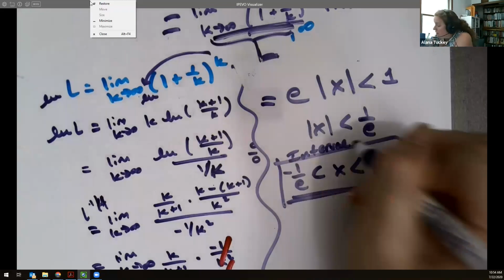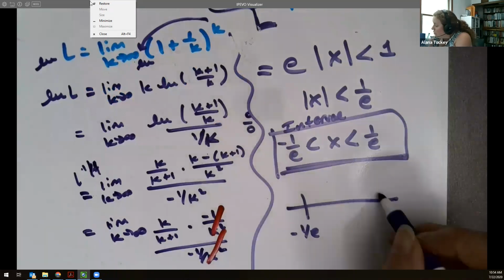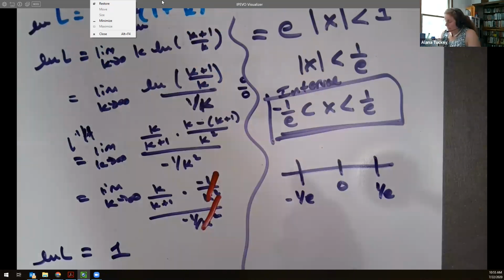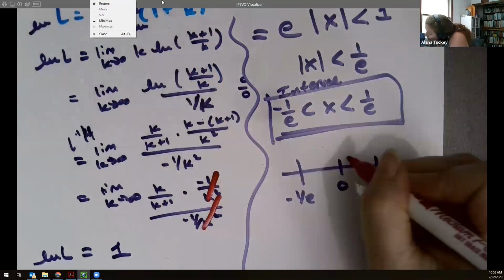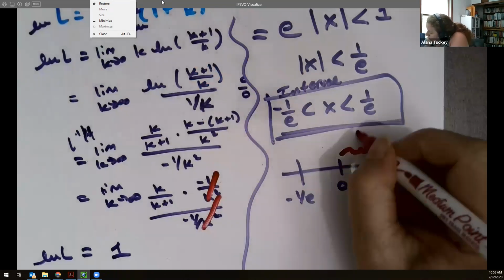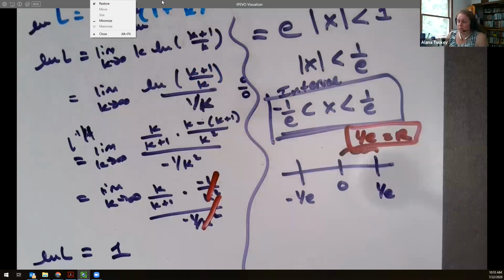The radius, I mean, think about what that is. It's from negative 1 over e to 1 over e. The center is obviously 0 because that's symmetric, right? So the radius of convergence is the distance from the origin out to 1 over e. So that would be 1 over e. Sorry, that looks weird, but it's 1 over e. Hear what I'm saying, hopefully. So 1 over e is your radius.